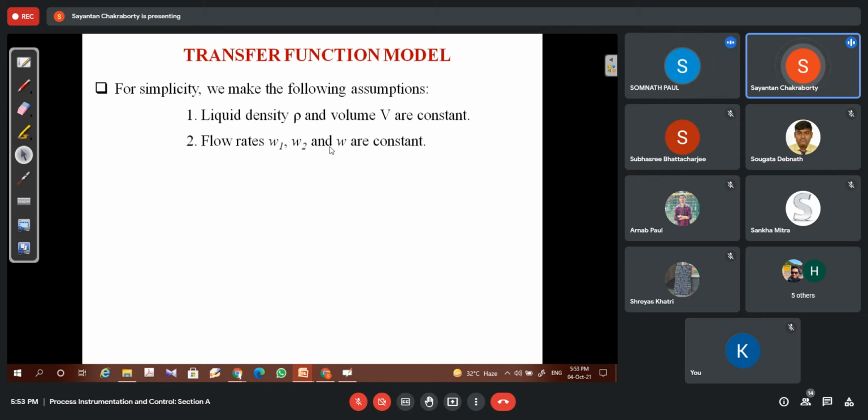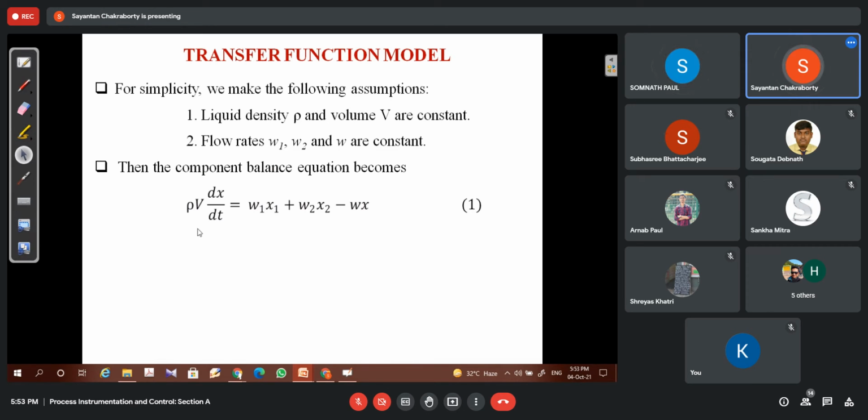So what are the variables left? X1, the composition of A in stream 1, and X2, the composition of A in stream 2, and the other variable is X, the composition of A in the outlet stream. Therefore, under these assumptions, the component balance equation becomes rho V dx/dt, as previously obtained, equal to W1 x1 plus W2 x2 minus Wx.